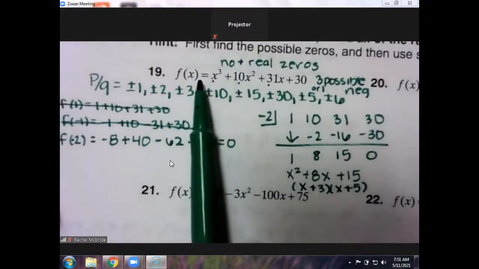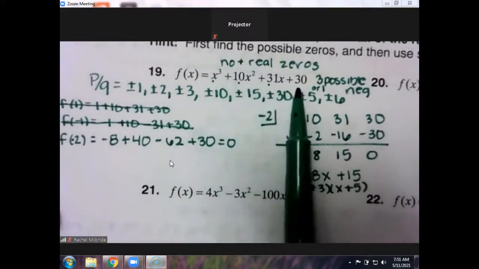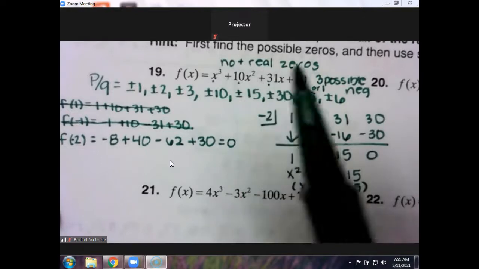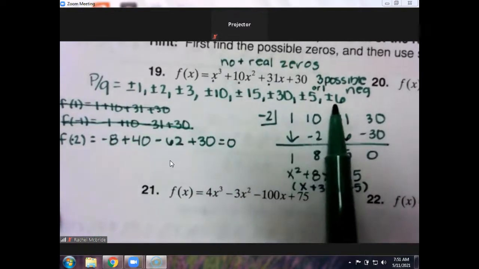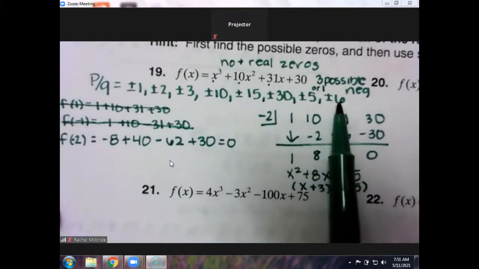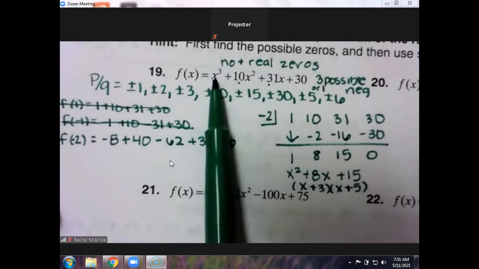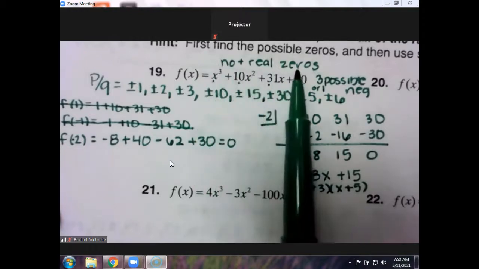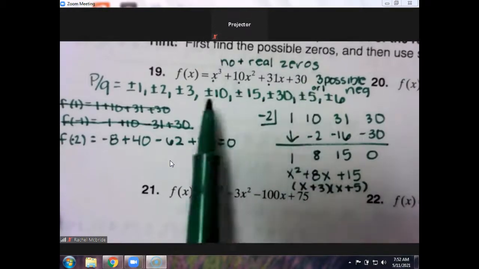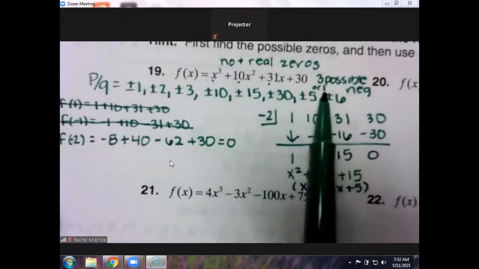So in 19, you have x cubed plus 10x squared plus 31x plus 30. So what I did was find all of the p divided by q. And then I used the rational root theorem, and I said, okay, this is positive, positive, positive. That means there are no positive zeros, which meant that none of these p divided by q could end up being positive.